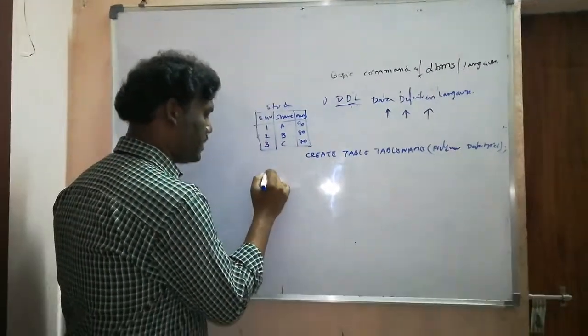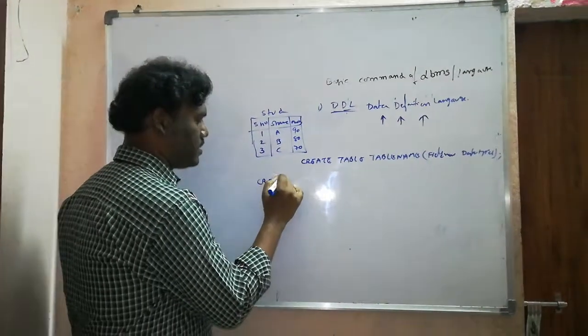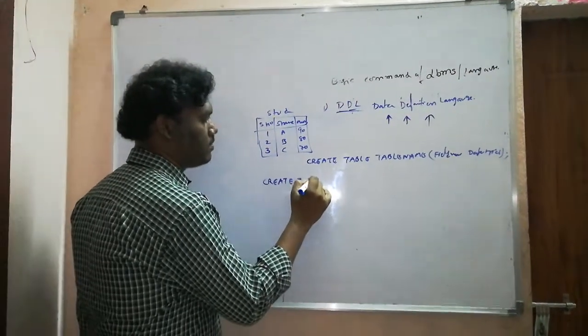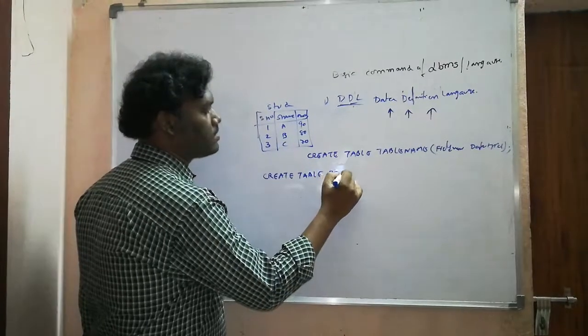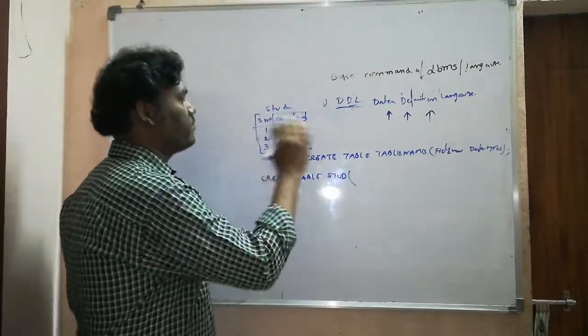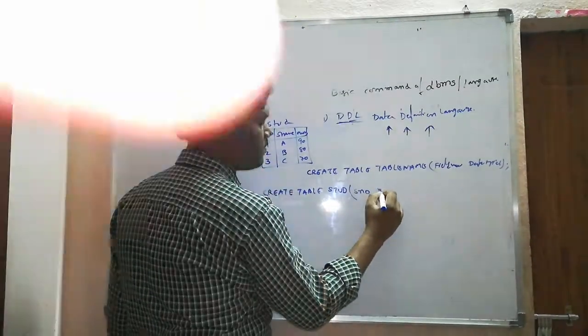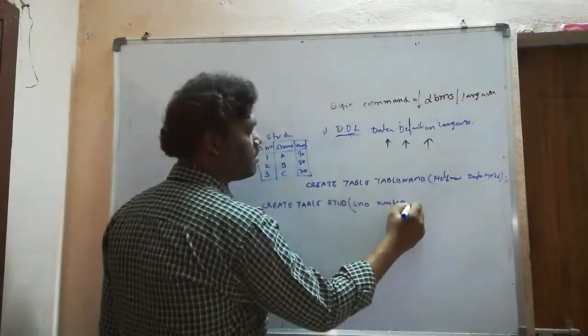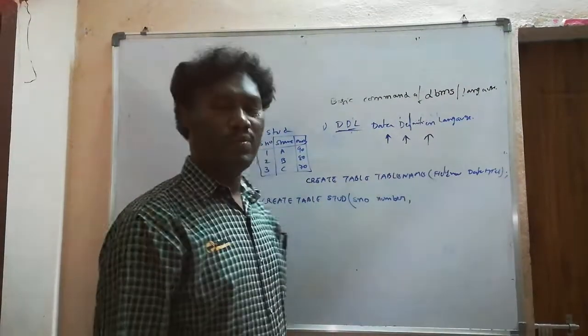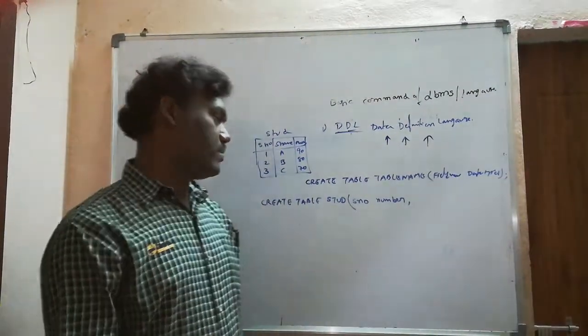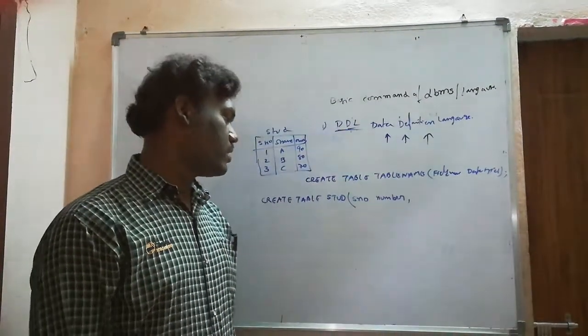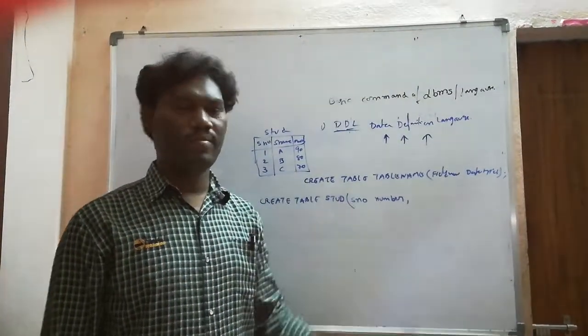Now, create a table. What's the table name here? Stud. Now add the field names. What is the first field name? Student number. And which type of data type is accepted here? Maybe integer, numerical value, or maybe we'll consider float. Or maybe we'll simply consider number also.